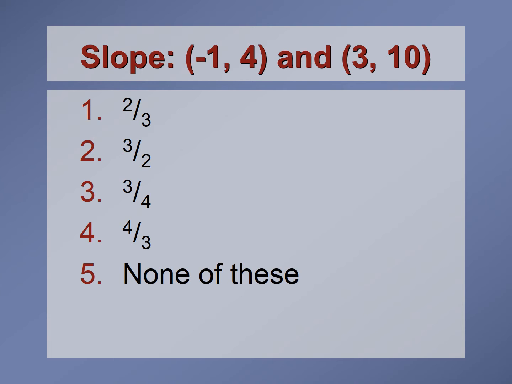So 10 minus 4 is going to be 6, and 3 minus negative 1 would be 3 plus 1, which is 4. So you have 6 over 4. And none of these answers are 6 over 4. However, 6 over 4 is a fraction that could be reduced. 6 over 4 reduces to 3 over 2.